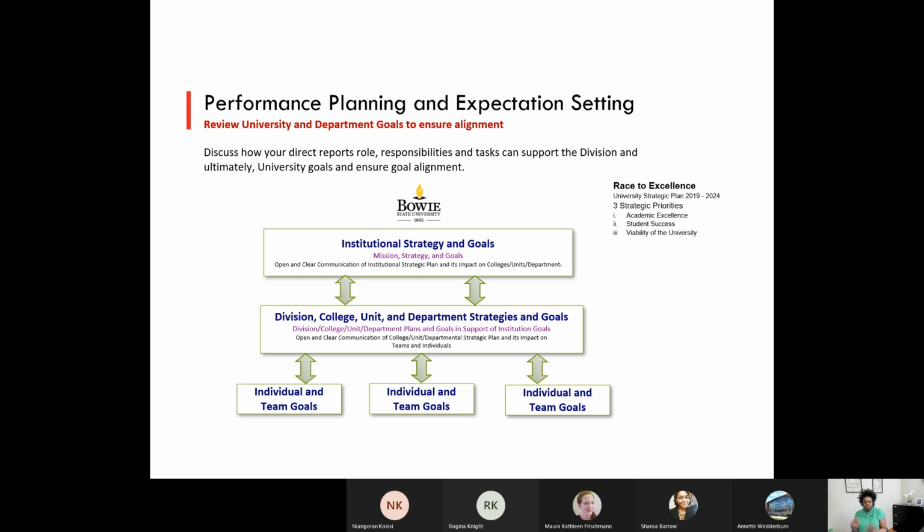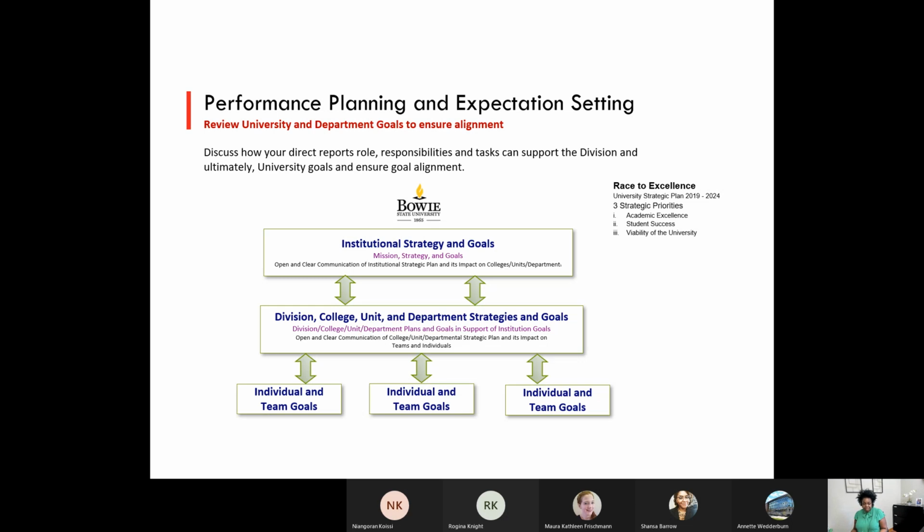And so our individuals' goals and our team's goals have to feed into the division goals and the departmental strategies to make sure that the school functions well, is healthy, and that our students are getting the best level of service that we can afford, because we don't want them to leave. They are our main customer. And so we have to tell our direct reports how their roles and responsibilities and tasks can support the division and ultimately the university's goals, so that the alignment is maintained.